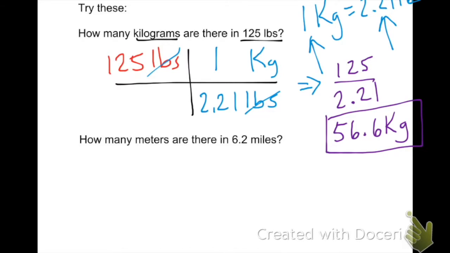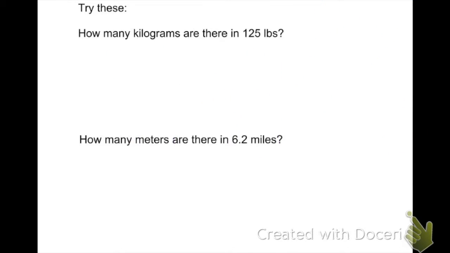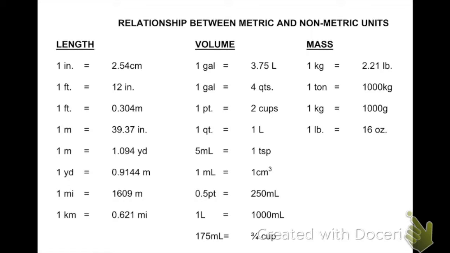Okay. Taking a look back at our worksheet. After reading the next one, let's figure out what it is that we're going to be converting from and what we're converting to. How many meters are in 6.2 miles? So let's take a look. So we're going meters to miles or miles to meters. Do we have a conversion factor? Ah, yes, we do. So we've got 1 mile equals 1609 meters. So that's what we're going to use.